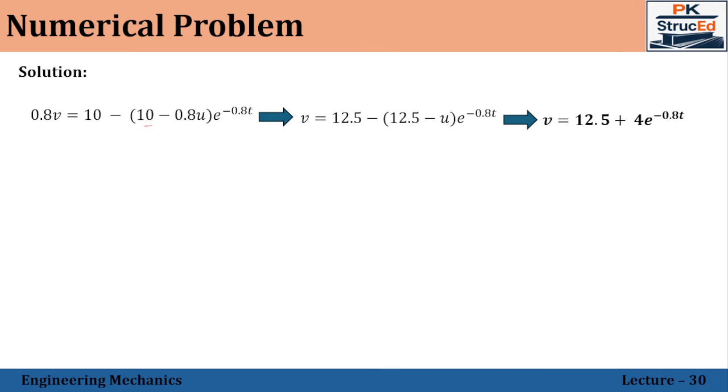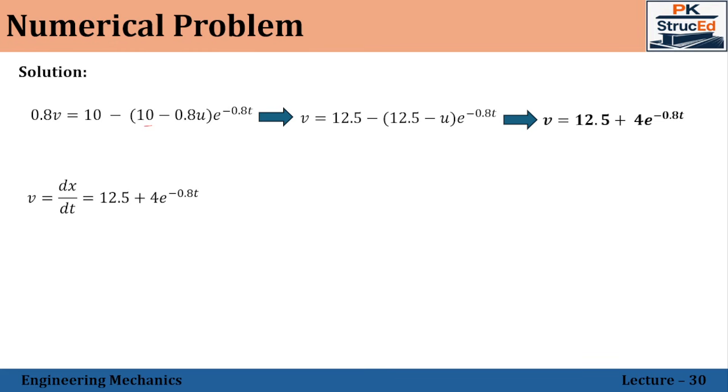And again substituting the value of u equal to 16.5, we will get 12.5 minus 16.5, which is minus 4, and minus of minus becomes plus 4. So 12.5 plus 4 e power minus 0.8 t. So that is the velocity equation. And if you want to find the displacement, we can integrate this velocity in terms of time.